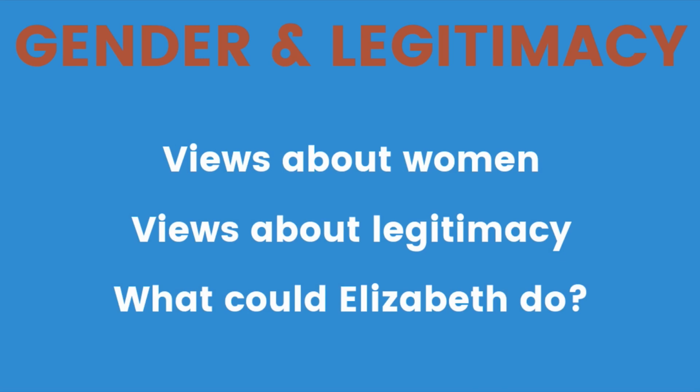This meant that Catholics, who believed that only the Pope could authorise a monarch's divorce, didn't think Henry had been legally married to Elizabeth's mother, thus making Elizabeth his illegitimate offspring. In the 16th century, children were only deemed to be legitimate if their parents were married. Again, there was very little Elizabeth could do about this.